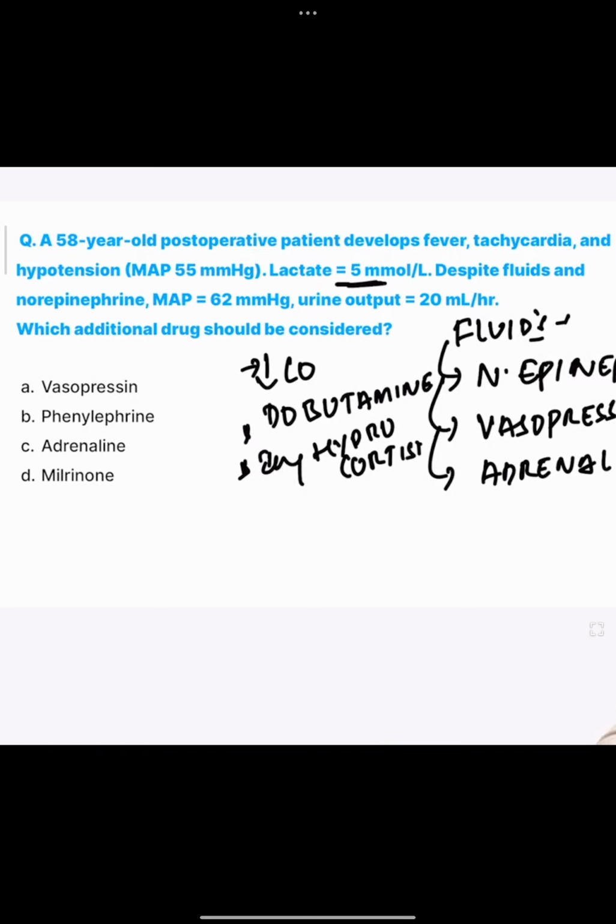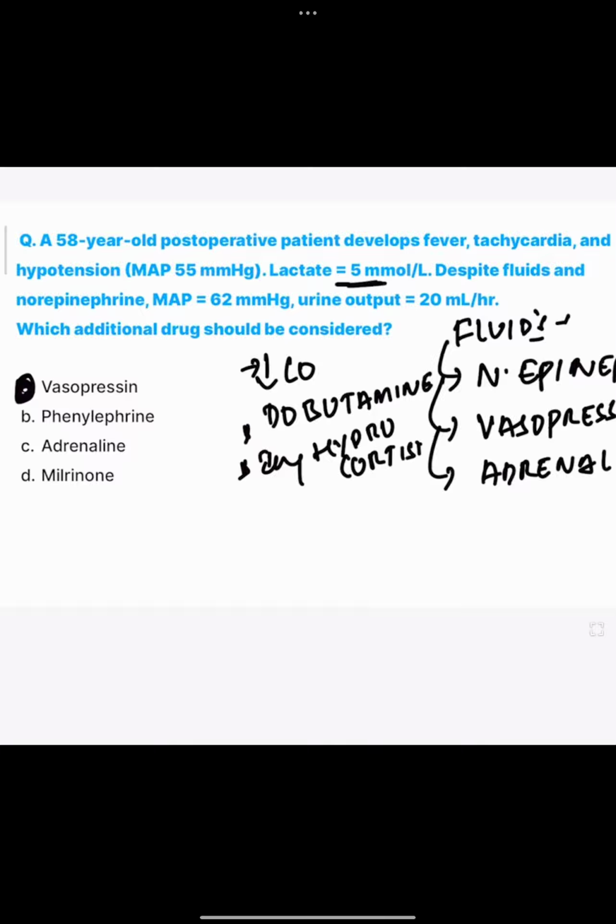So anyways, guys, which additional drug should be considered over here? It is always vasopressin. If norepinephrine is not improving the BP, you have to go for vasopressin. Okay, that's regarding the answer.